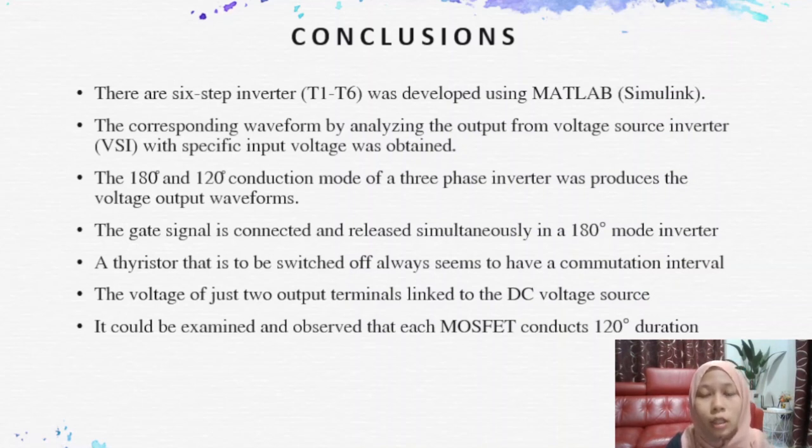It can be observed that each MOSFET conducts for a 120 degree duration, and then is off for the remaining angle, which is 60 degree, in a cycle of alternating output voltage. We can see that the phase voltage has one negative and one positive pulse, which always have the same 120-degree duration.